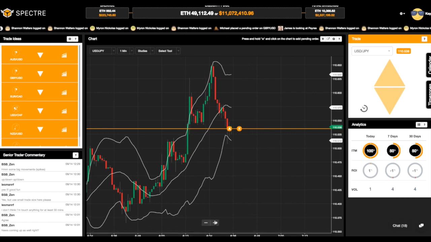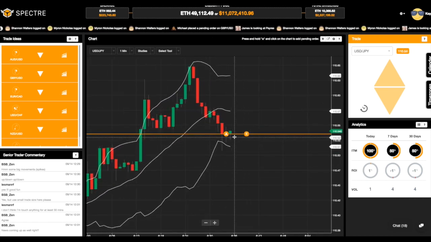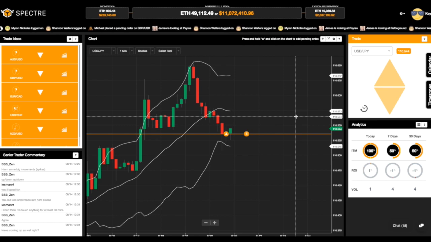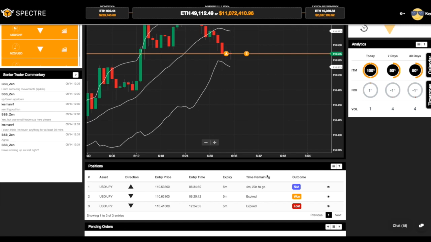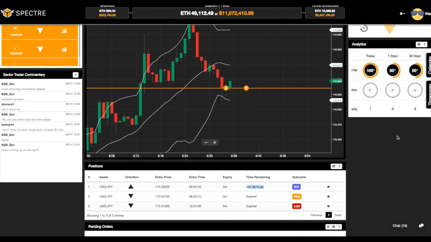We can see it here. You can see the live market price. This is what I love about Spectre. It's so visual. It's so easy. And you can see here the amount of money I've allocated. It's a US dollar Japanese yen trade. The entry price was 110.535. That's verified on the chart. This was my entry time. The expiry is 5 minutes, and I have 4 minutes remaining to go. All right, so far it's looking good.